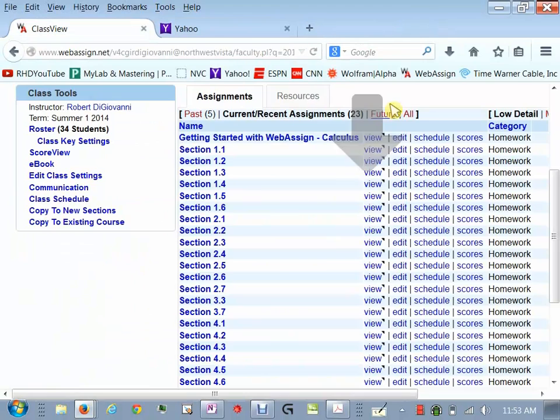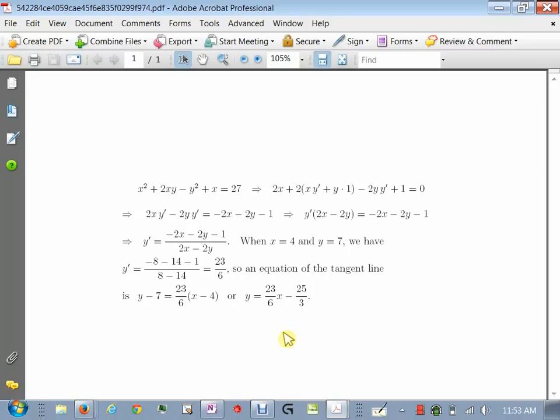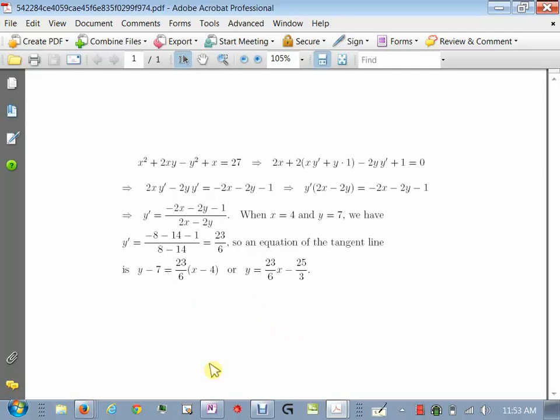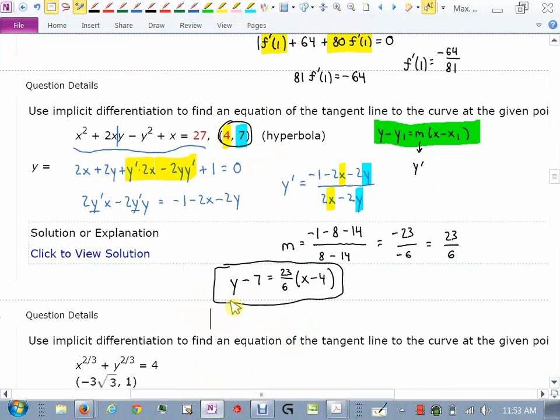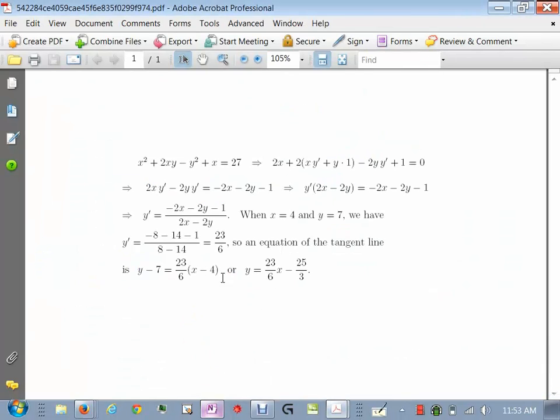Checking. Okay, there it is right there. Matches up exactly with what we had. And then they actually distributed this through here and here, and then combined this, added 7 to both sides, messed around with fractions. Got that.